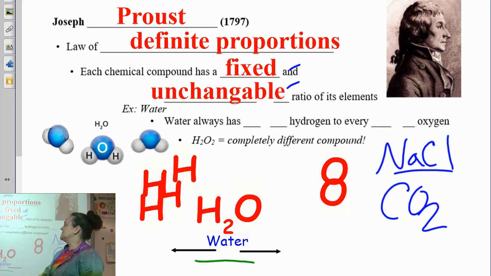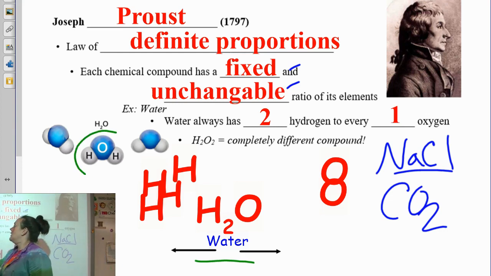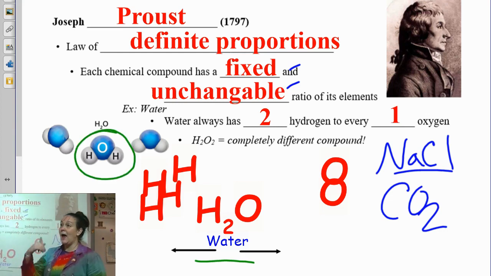So like I said, his work was with water. It always had 2 hydrogens to every 1 oxygen. And all that did was, again, start to support the idea that maybe atoms exist and maybe everything is made of these little elements that you can rearrange and use. Okay, so he did his work, fantastic.